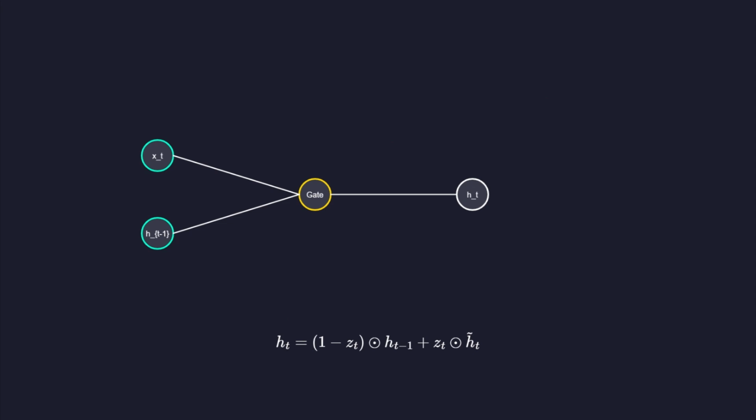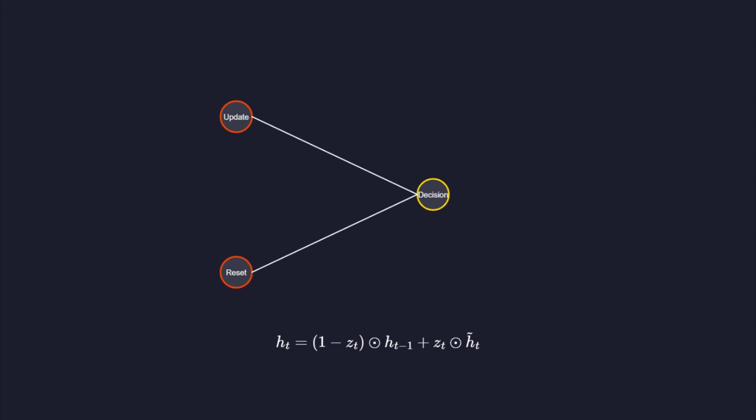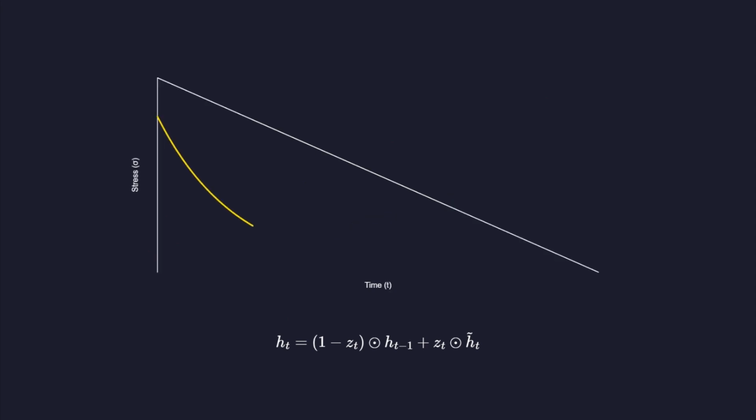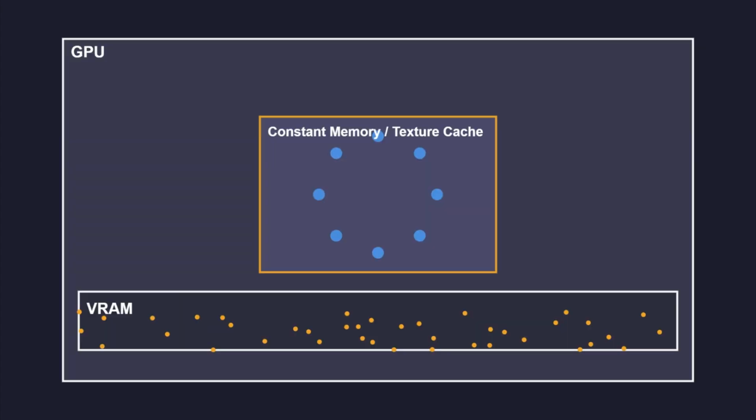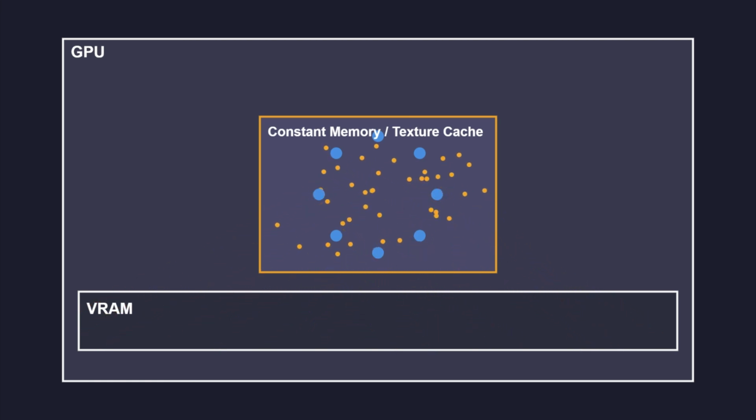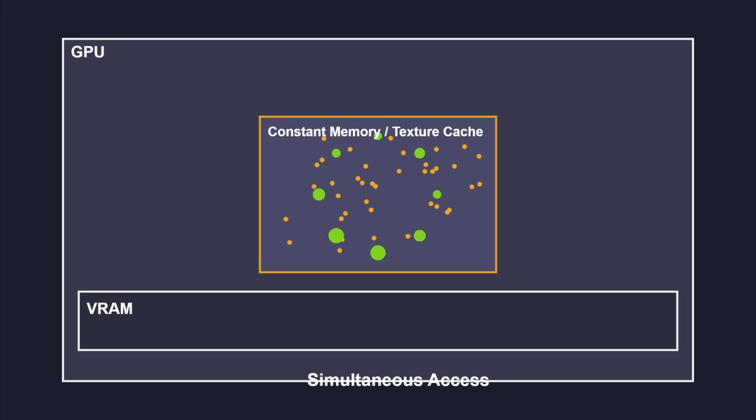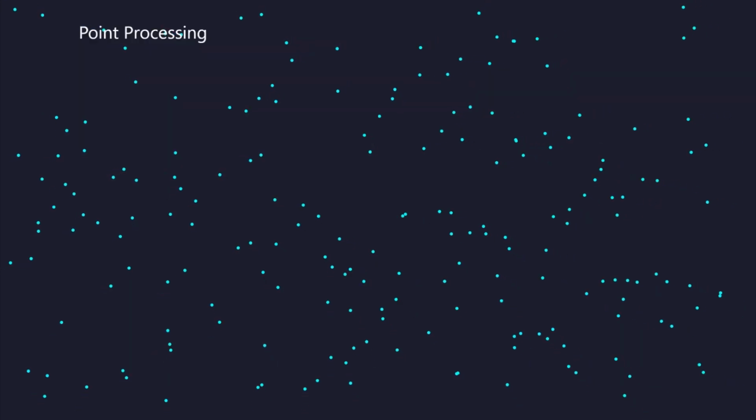For complex history dependency, consider gated recurrent units. These specialized layers have internal memory gates that decide which parts of the strain history are relevant for the current stress state, ideal for viscoelastic materials. Graphics processing units have limited fast memory. Move the network weights and biases to the constant memory or texture cache to allow all threads to access them simultaneously with minimal latency during the evaluation phase.